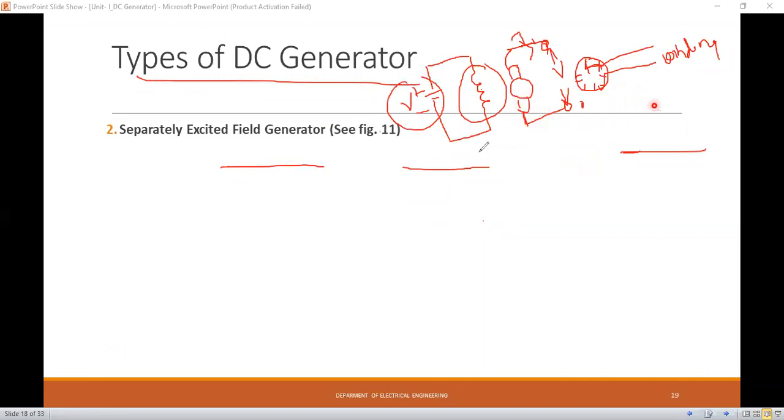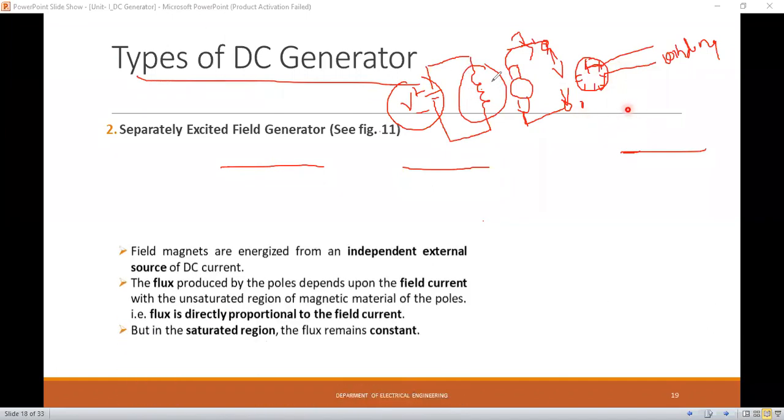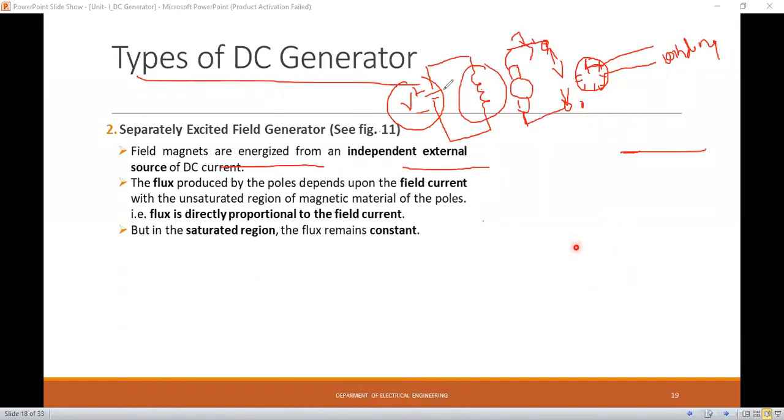It is excited by using a separate DC source, so we call it a separately excited DC generator. All of you keep in mind why it is called a separately excited DC generator: the field winding of the DC machine is excited by using a separate DC source, a separate voltage. So this is the second type. And the third type is the self-excited DC generator.